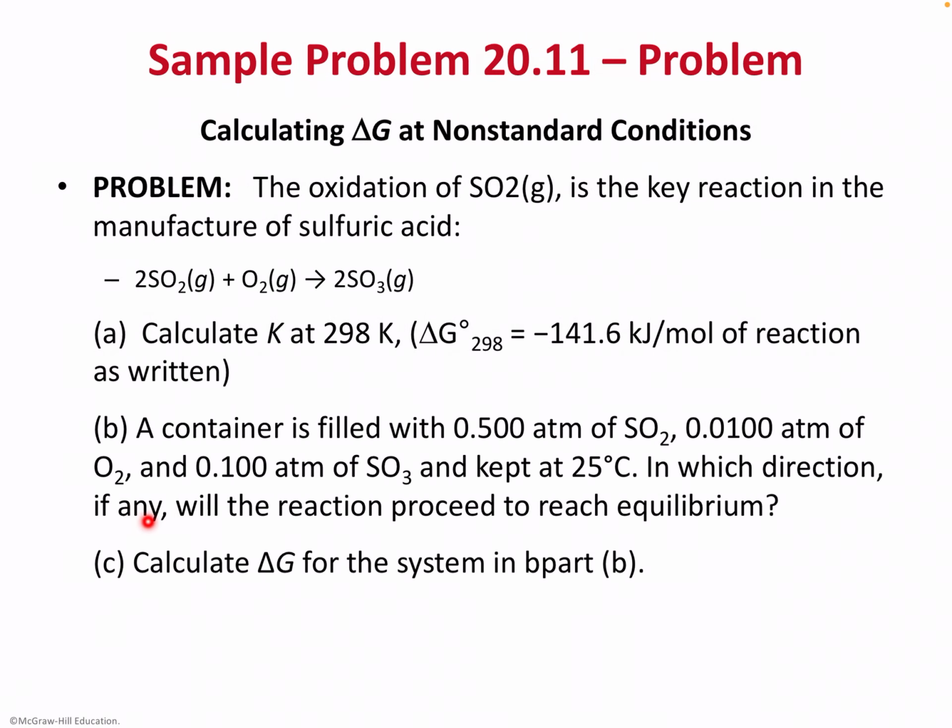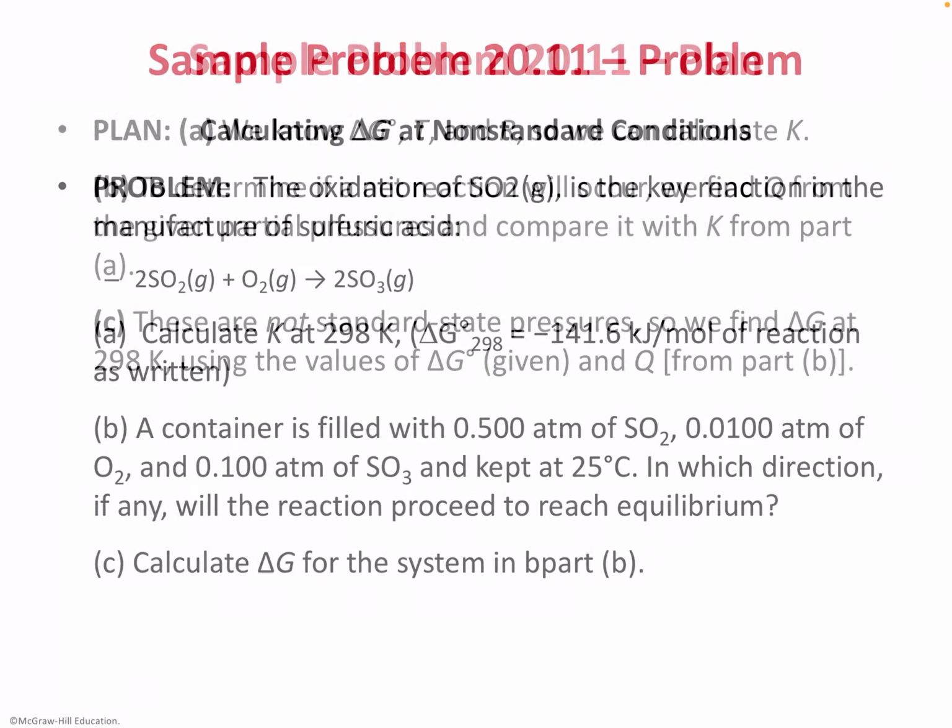In which direction, if any, will the reaction proceed to reach the equilibrium? We found the K from the first calculation, and found the Q for this one. Since it's a large K and Q is less, the reaction has to go in the forward direction, so sulfur trioxide will increase. So it would go to the right. Then it's asking to calculate delta G for the system in part B.